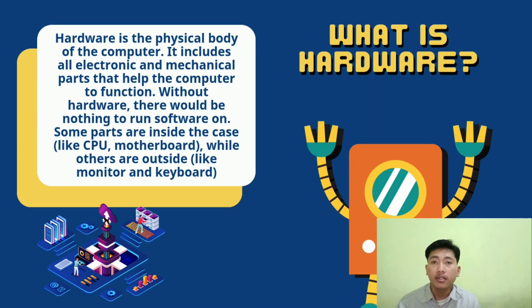What is hardware? Hardware is the physical body of the computer. It includes all electronic and mechanical parts that help the computer to function. Without hardware, there would be nothing to run software on. Some parts are inside the case, like the CPU and motherboard, while others are outside, like the monitor and keyboard.